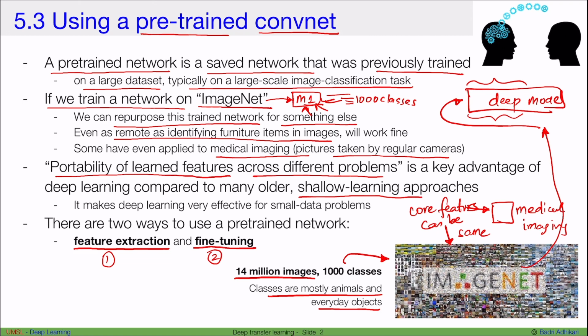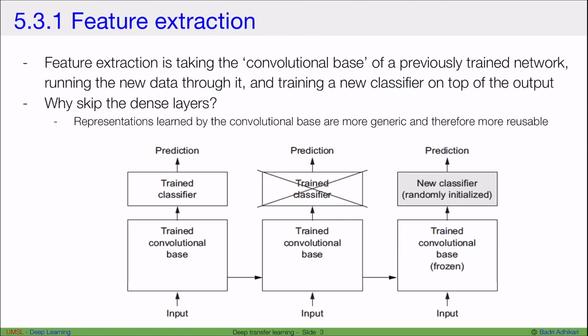So going back to the two ways to use a pre-trained network, one way is feature extraction, which is a more practical, more common and less resource intensive way of using pre-trained networks. And the second is fine-tuning. We'll look into both of these one by one.